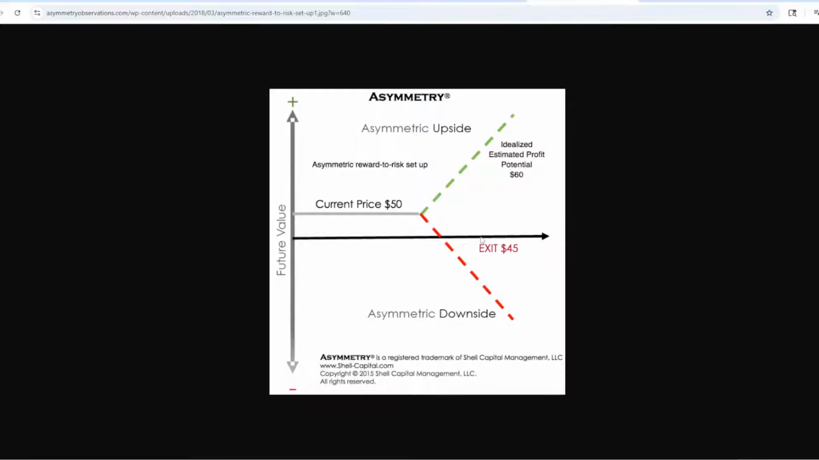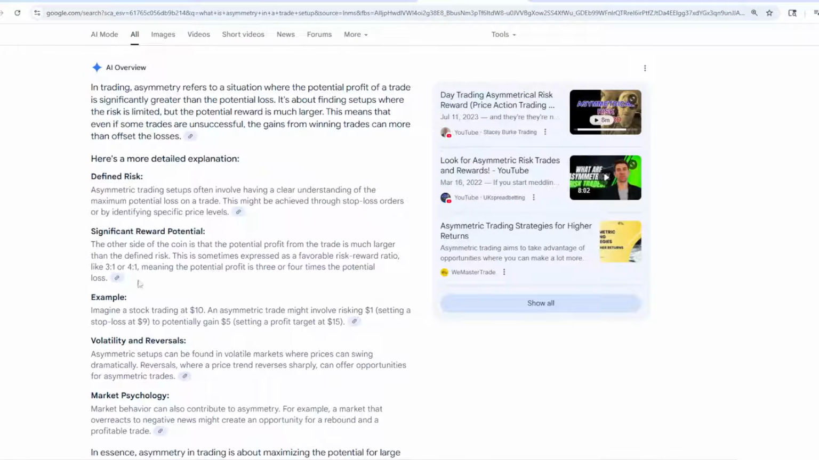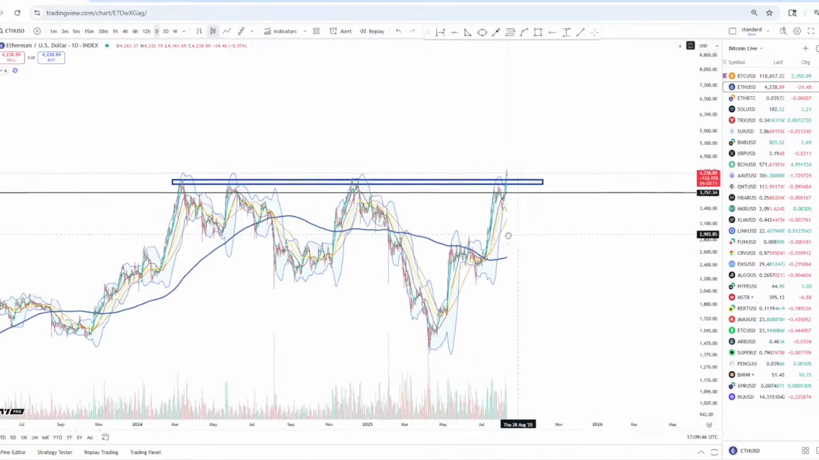Here's an image potentially as well. You have the current price, your stop loss is lower. Here it's only 2-to-1, right? $10 gain, $5 loss, 2-to-1. But the idea is that you have limited downside with greater potential on the upside. 3-to-1, 4-to-1, maybe even better. So let's look at a couple different examples.